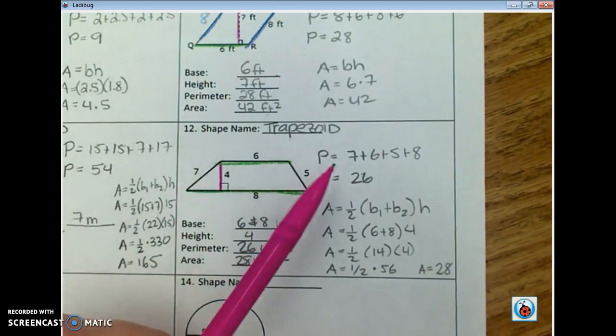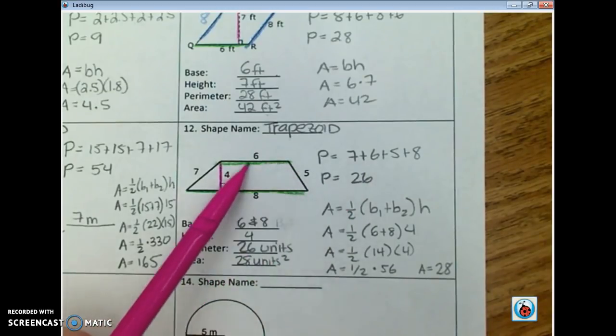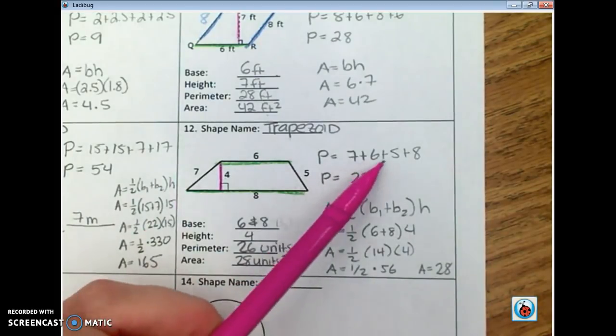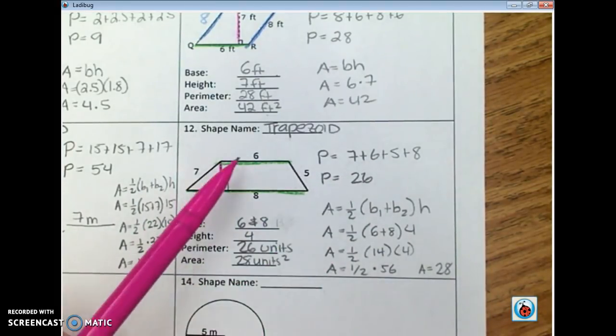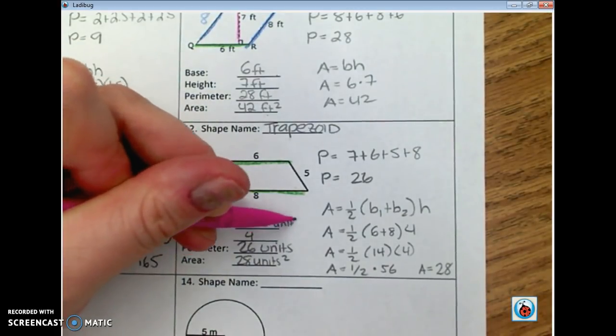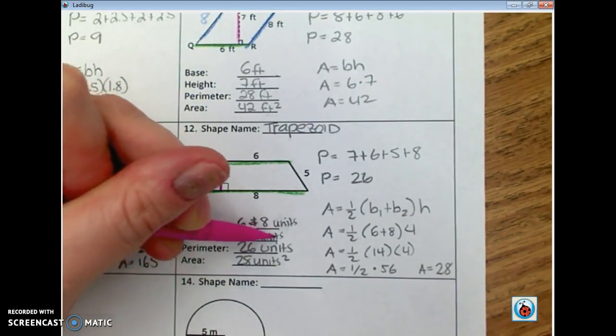Trapezoid. Remember, the perimeter, a trapezoid has 4 sides. Only add the outside numbers. The 4 should not be included when you're adding. Now this one didn't have units. When something doesn't have units, simply write the word units. That way you do have a label.